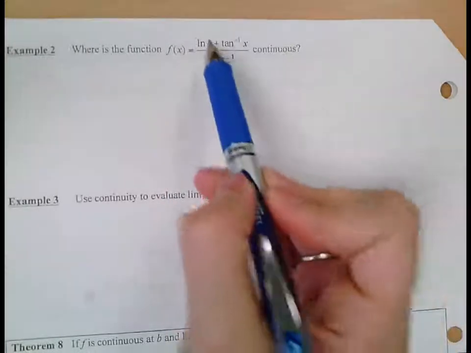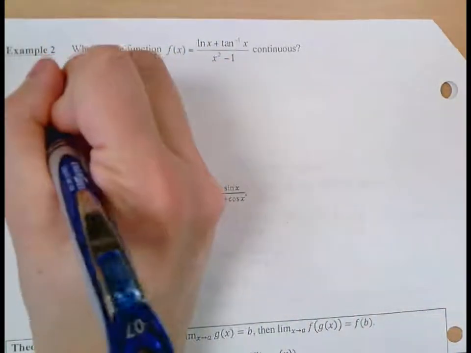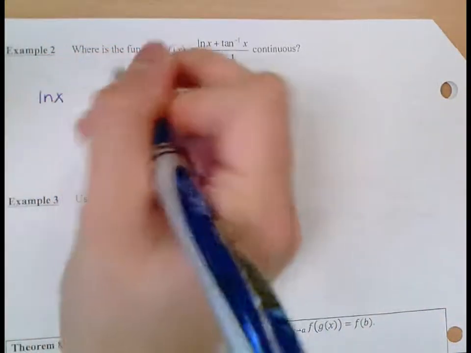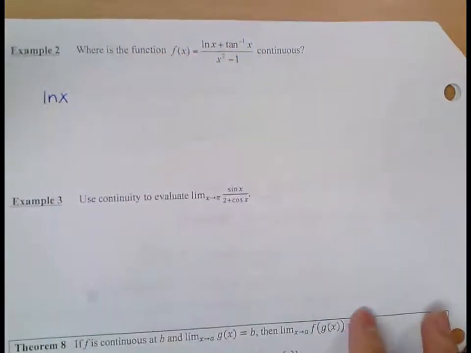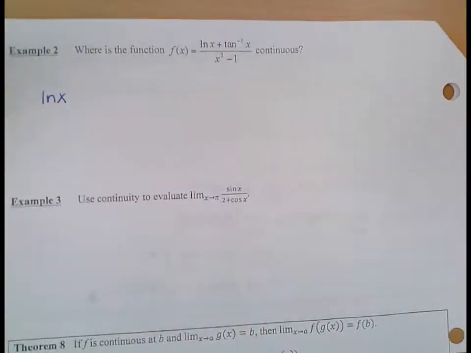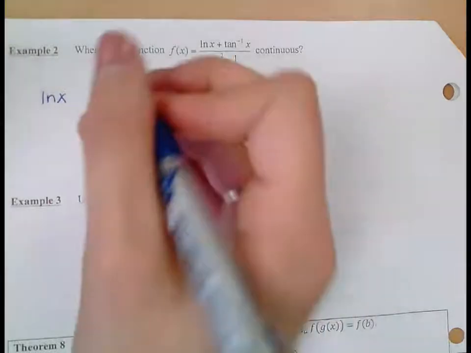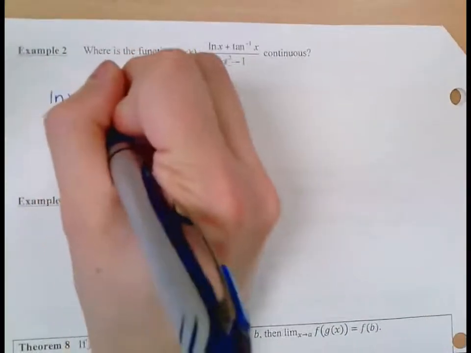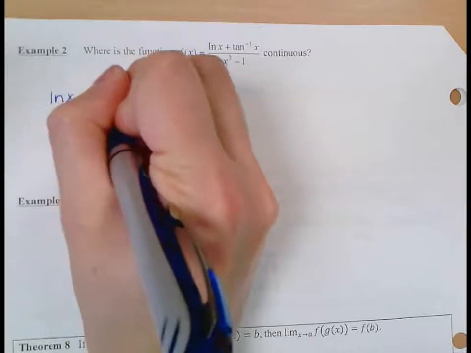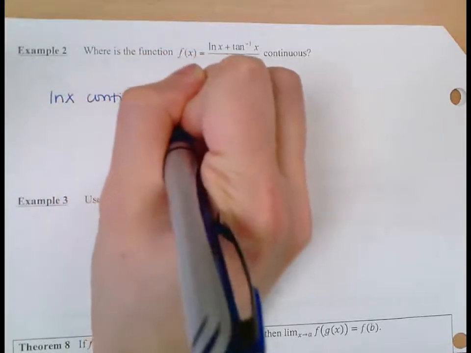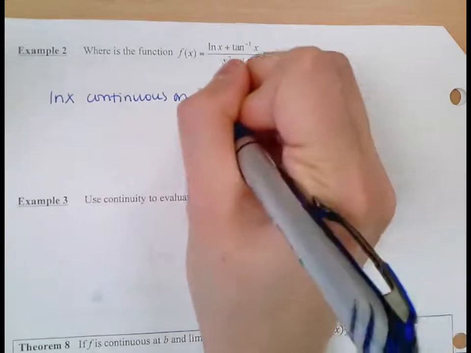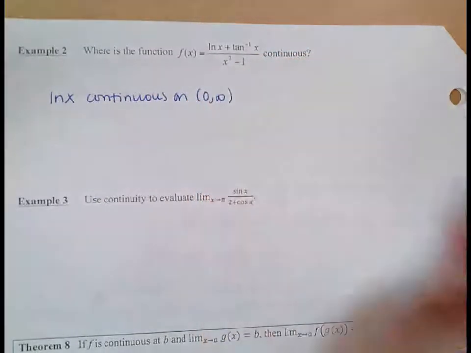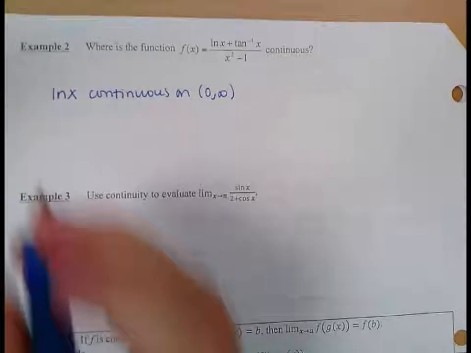Since this is not a rational function, we're looking at each piece. So I'm first going to pull out the natural log of x. Where would natural log of x be continuous? What is the domain of natural log? Yes, 0 is not included. So the logarithmic function, natural log of x, would be continuous on its domain, which is 0 to infinity, 0 not included.